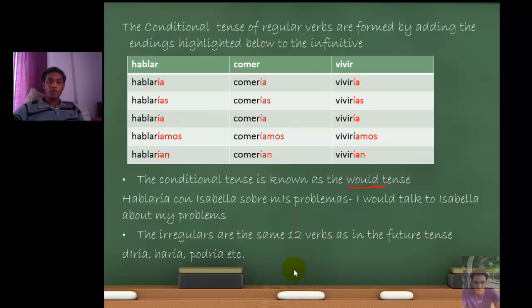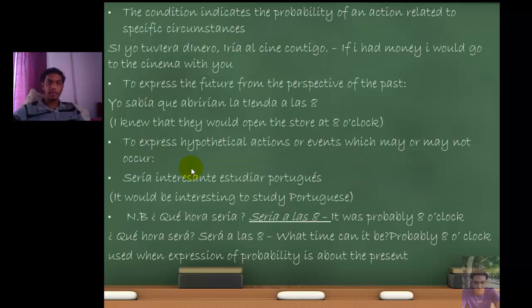Right? The irregulars, however, please note, are the same 12 as in the future tense. So it will be diría, podría, etc. Right? So when you're forming them, you just get back the stem, right? And you add ía, ías, ía, íamos, ían, right? These are the uses of the conditional tense, right?